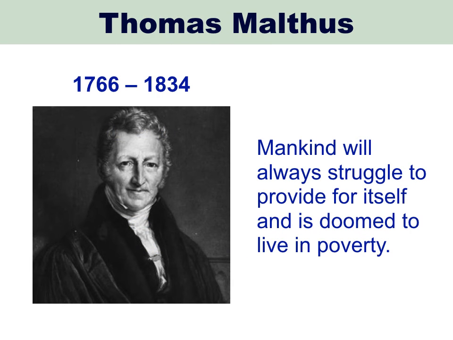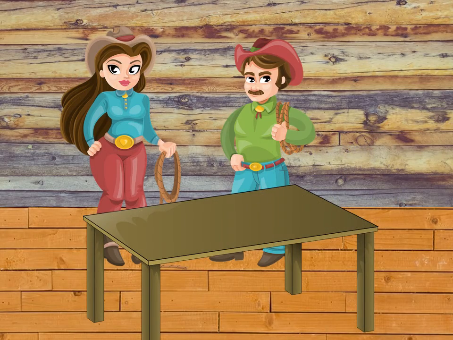And this is what Thomas Malthus kind of thought. Back in the late 1700s, he basically said mankind will always struggle to provide for itself, and it is doomed to live in poverty. So he felt that every time things got better, we would add to our population and essentially dilute all of the gains we've made. We can see this with this little animation here.